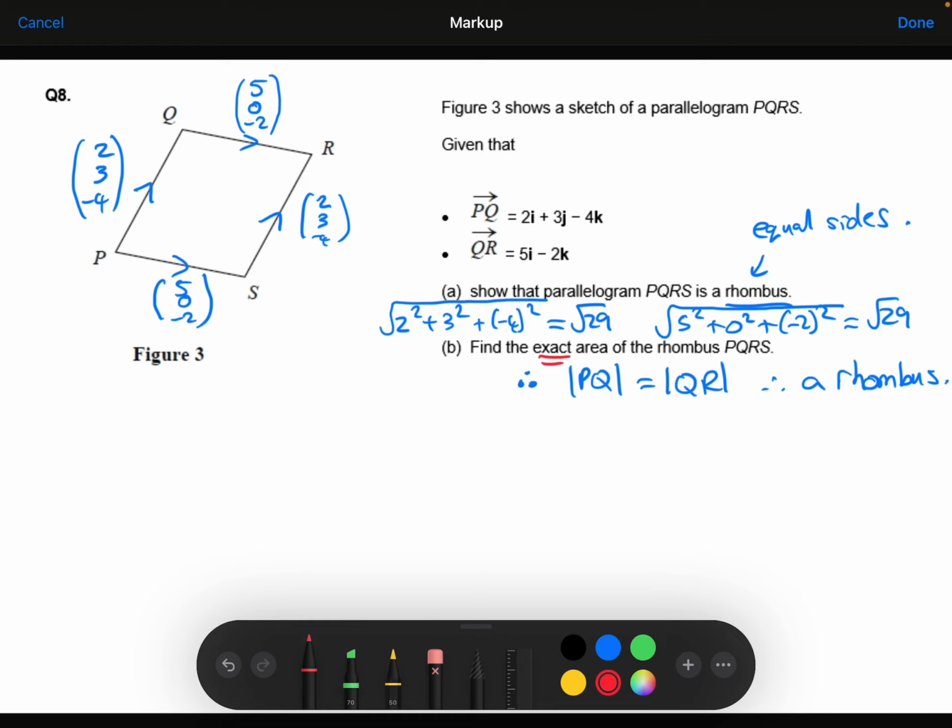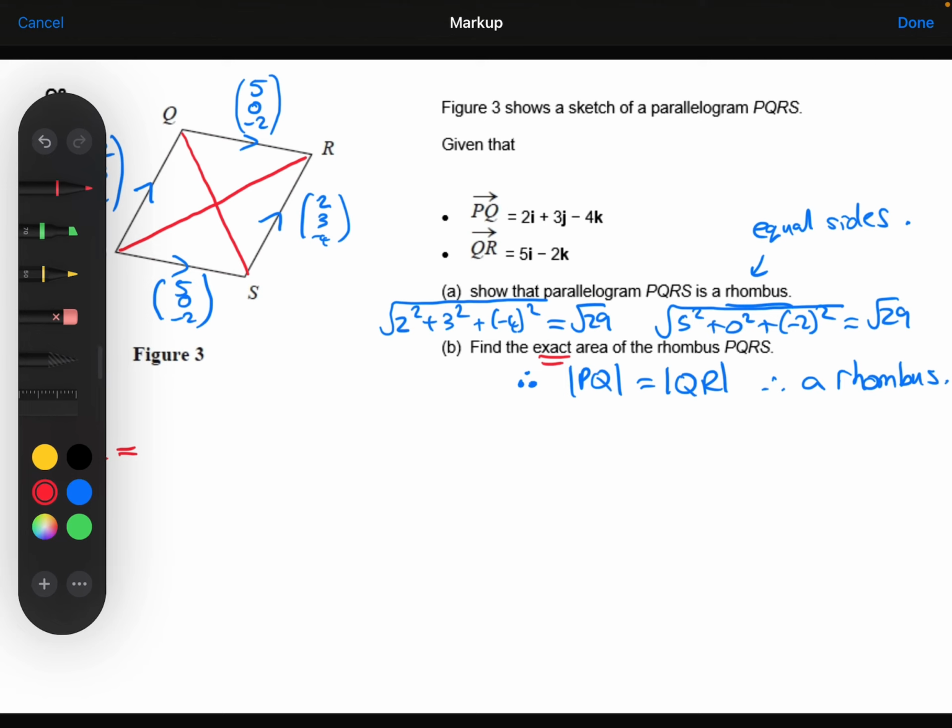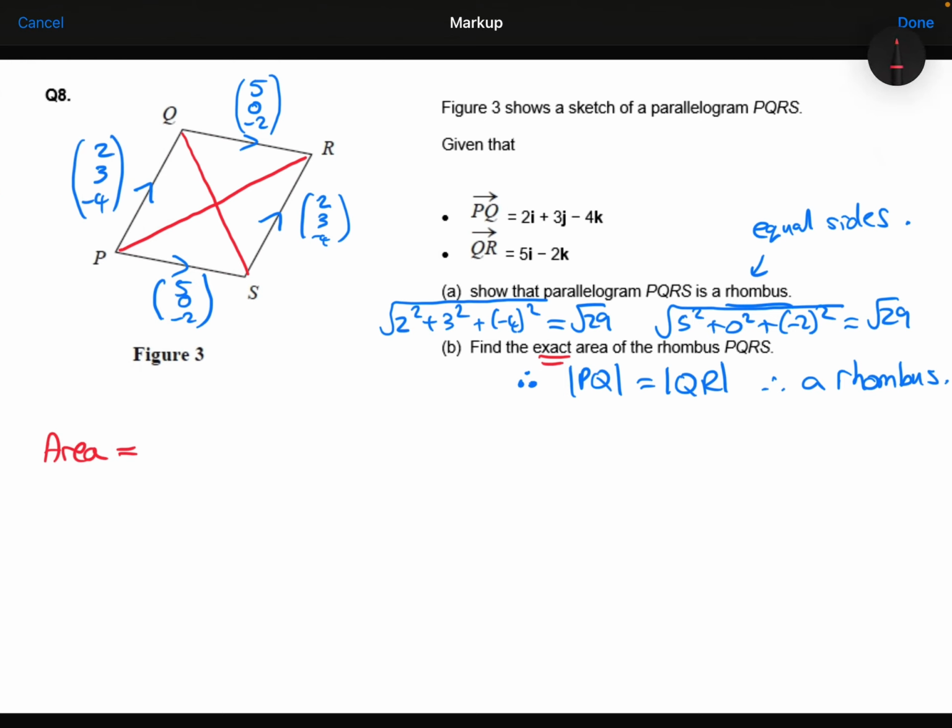So I'm actually going to use a formula for working out the area of the rhombus. If I can work out the length of these two diagonals, I can multiply them together and divide it by 2. That will give me the area of a rhombus. It's not a common formula. You might not have seen it before, where the area of a rhombus is half times the length of the two diagonals. So it would be half the length of PR times the length of QS.